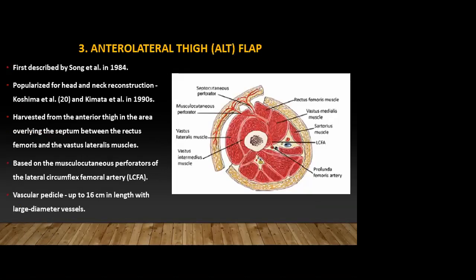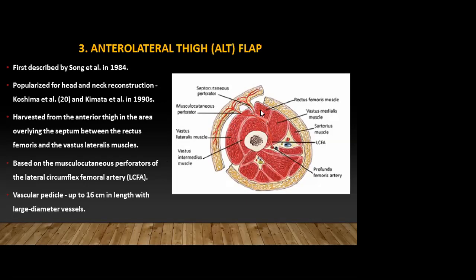Coming to the third fasciocutaneous flap, the most important flap which we use in the head and neck area, that is the anterolateral thigh flap, or the ALT flap. This was first described by Song et al. in 1984, and it was popularized for head and neck reconstruction by Koshima and Kimata in the 1990s. It is harvested from the anterior thigh in the area overlying the septum between the rectus femoris muscle and the vastus lateralis muscle.